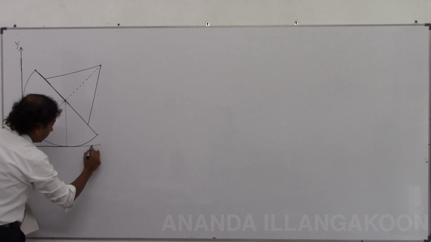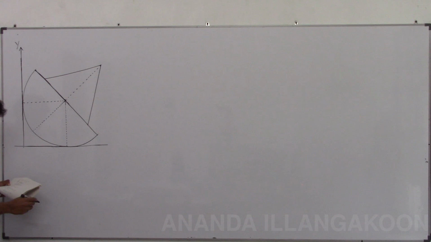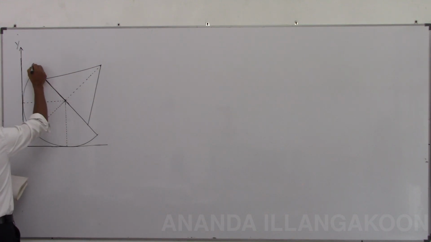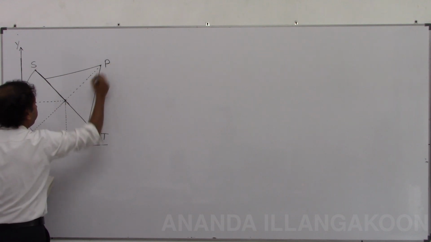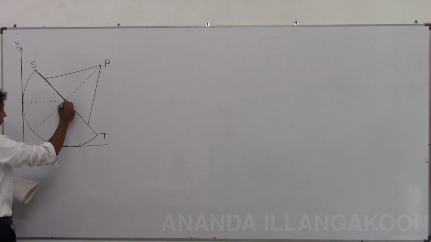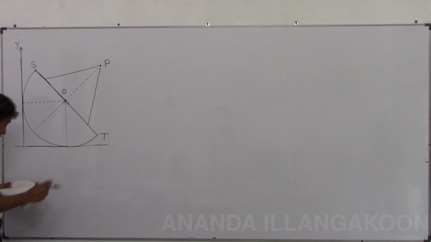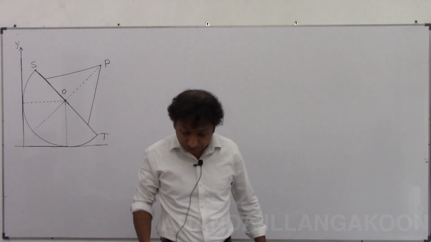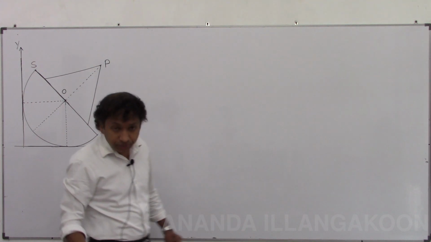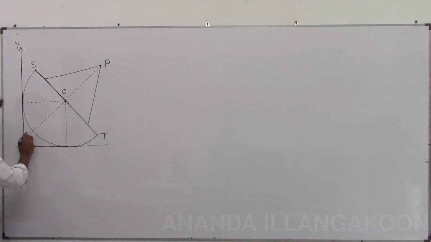Right. So now, this is the given diagram. This point is S, T, P. And this point is given as O. This is U.